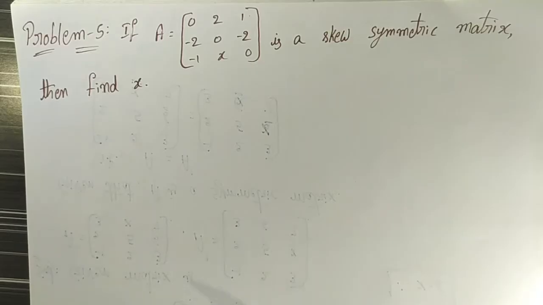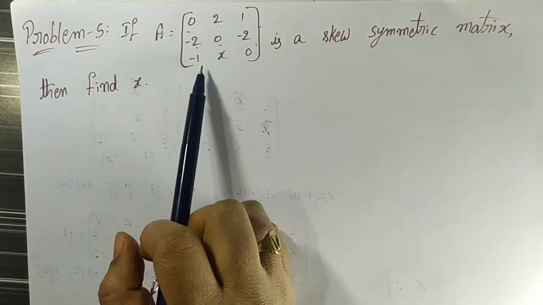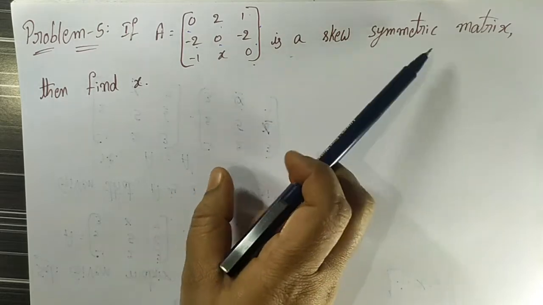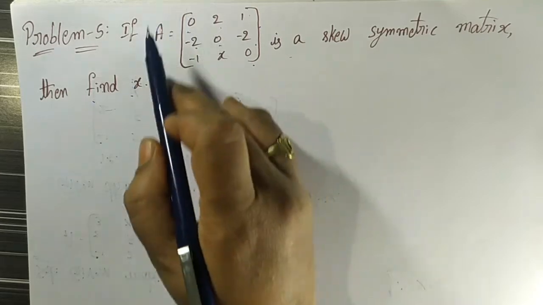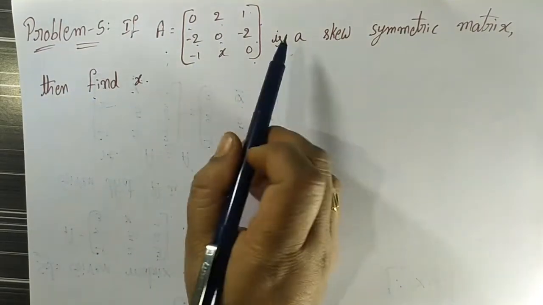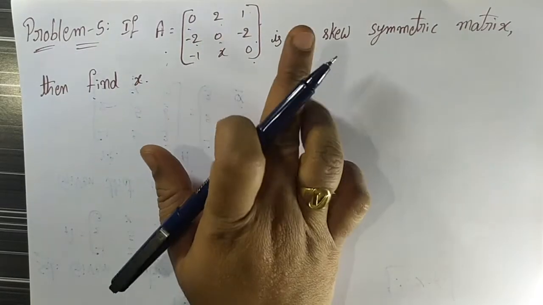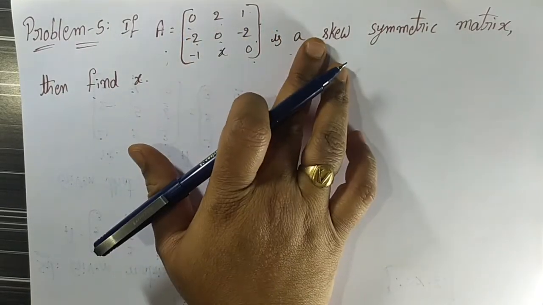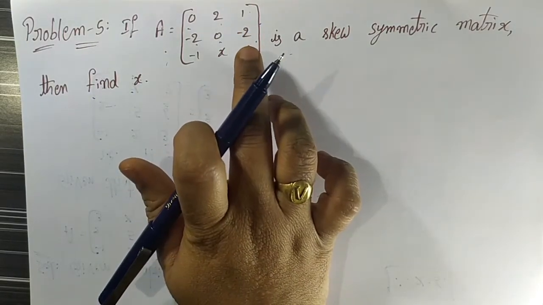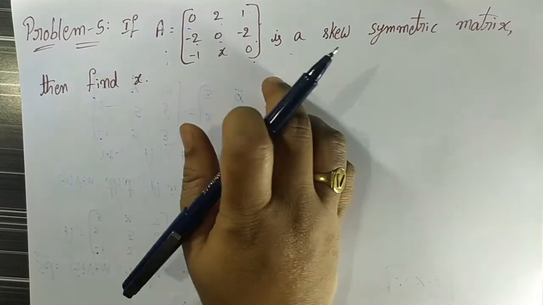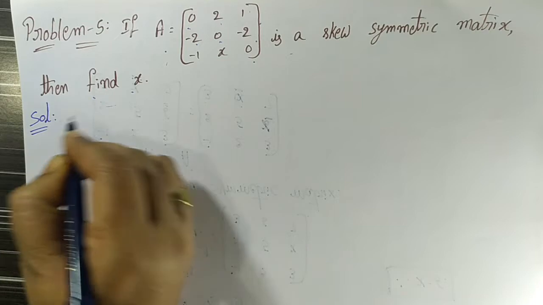Next, the fifth problem. The problem is: if A equals [0, 2, 1; -2, 0, -2; -1, x, 0] is a skew symmetric matrix, then find x. In this problem also, we are given a matrix A that is a skew symmetric matrix. By using this condition, we have to find the x value. We know if a matrix is skew symmetric, then A equals minus A dash, or A dash equals minus A. By using that condition, we will solve this problem.